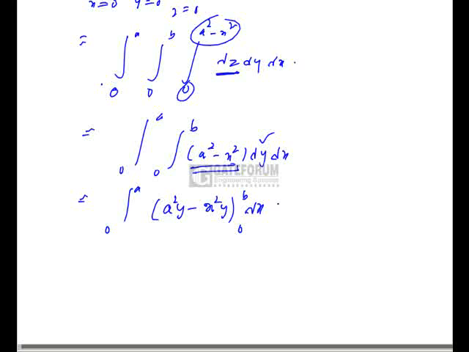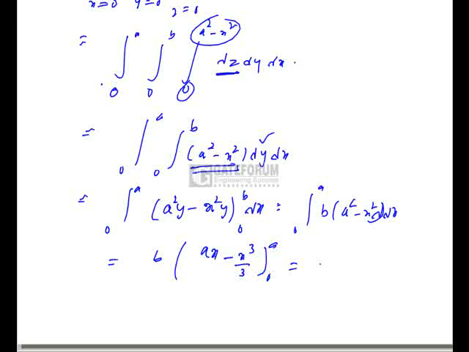And if I simplify, it will be nothing but 0 to a, b times a square minus x square dx. And this is nothing but b times of a into, integration of constant is x, similarly here, x cubed by 3 from the limit 0 to a. If I simplify, it will be 2 by 3 times b a cube, which is nothing but option B.